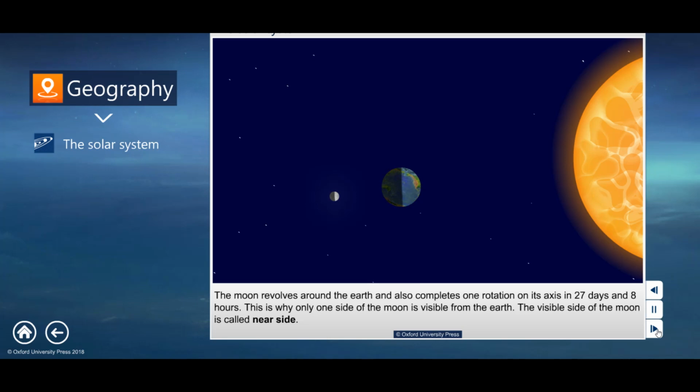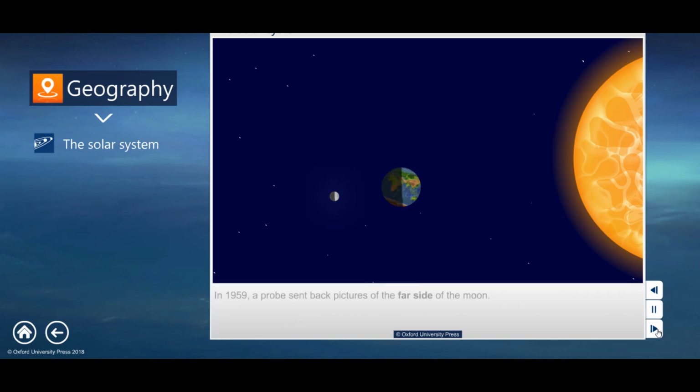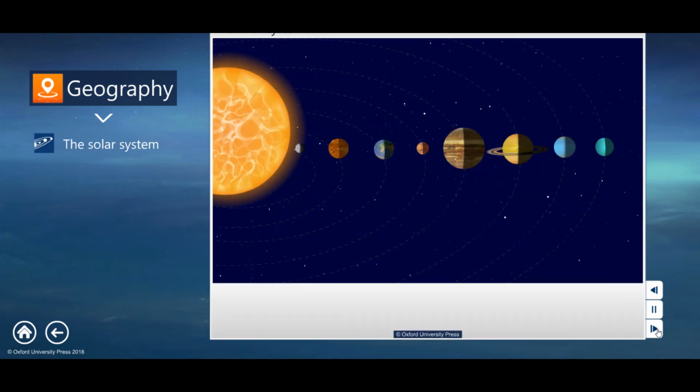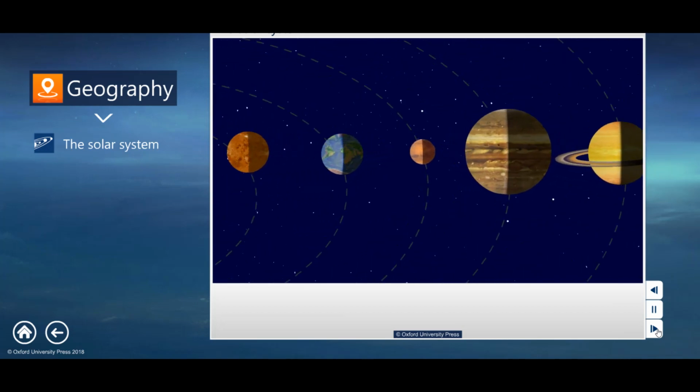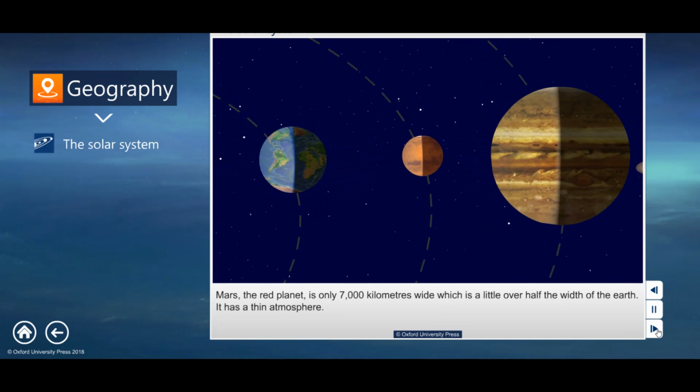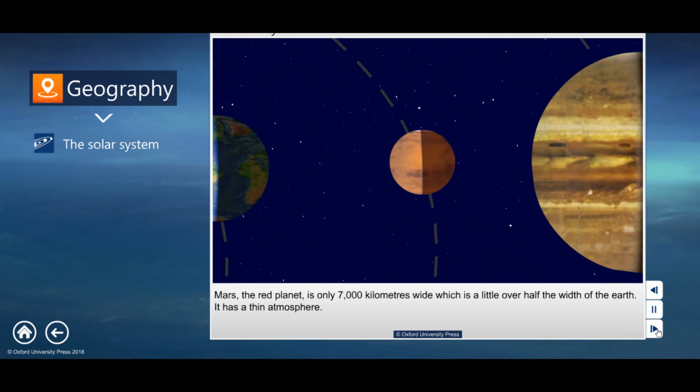The Moon revolves around the Earth and also completes one rotation on its axis in 27 days and 8 hours. This is why only one side of the Moon is visible from the Earth. The visible side of the Moon is called near side. In 1959, a probe sent back pictures of the far side of the Moon. Now, let's continue our space mission.